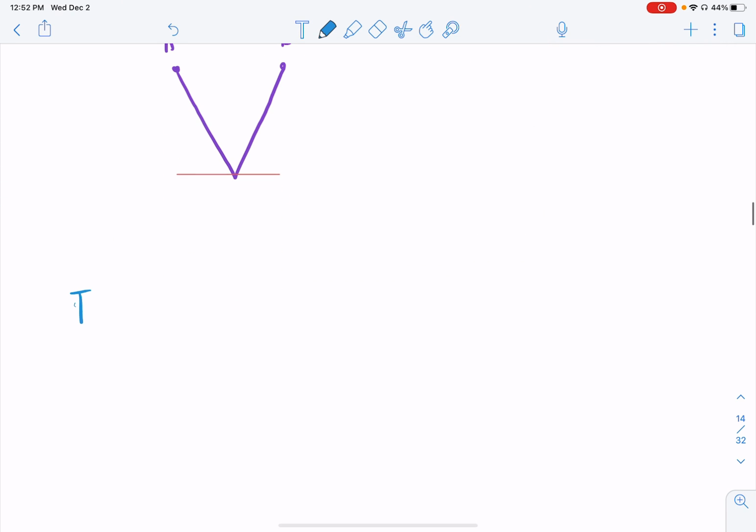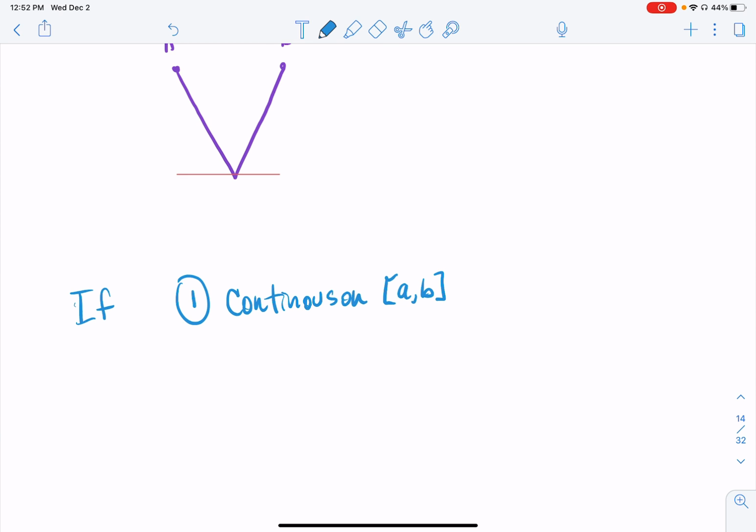If 3 conditions are met, I should say. The first one is that it has to be continuous on this closed interval from A to B. The second one is that it has to be differentiable on the open interval from A to B.